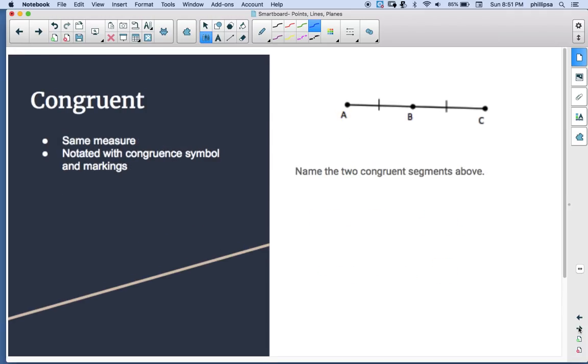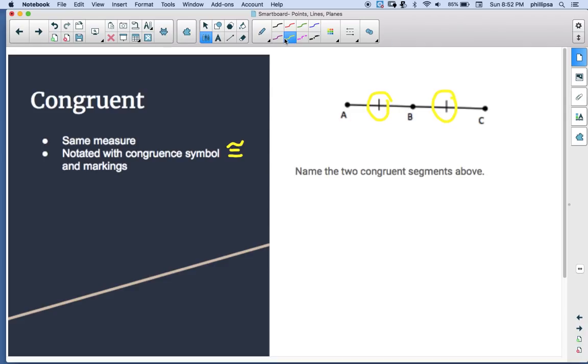Okay, so congruent. Congruent just means same measure. It's notated with a congruent symbol and markings. That symbol, the congruent symbol, looks like an equal sign with a squiggly above it. And the congruent markings are seen here in the diagram. So when you see 2 tick marks on a line, that is showing that those 2 segments or those 2 lengths are congruent. They are of same measure.